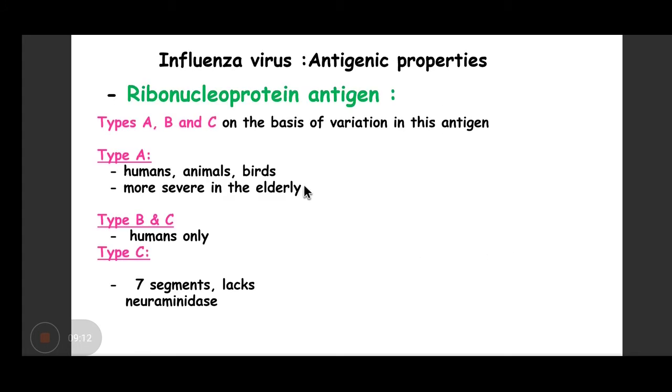The antigenic structure of influenza virus, one is ribonucleoprotein. On the basis of ribonucleoprotein, we divide them into three types: A, B, C. Type A causes infection in human, animal, birds. Type B and C cause infection in humans only. In type C, there are 7 segments. Otherwise, normally there are 8 segments. Type C lacks neuraminidase. In fact, many of the paramyxoviruses lack this neuraminidase activity, and some have only hemagglutinin activity. So primarily, the virus needs hemagglutinin because that is the protein that will help in the attachment.